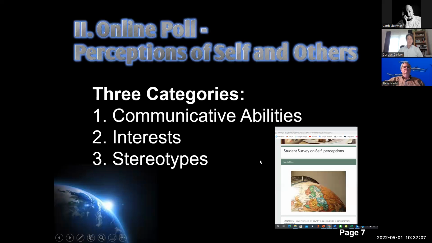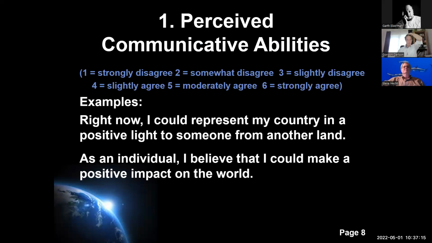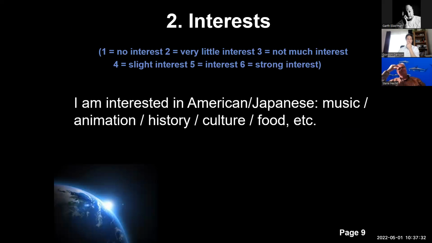Thanks, Gordy. These were the three categories that we focused on for our surveys. Our first one, communication. Here are some examples of the survey questions we gave. You'll notice the scale on these changes just a little bit. And let's show them the second one, interests. Of course, it's the opposite: the Japanese students interested in American music, animation, history, and culture, and the American students in reverse.